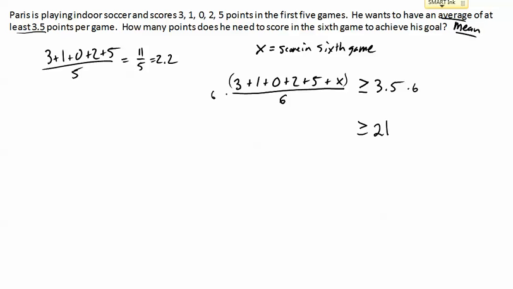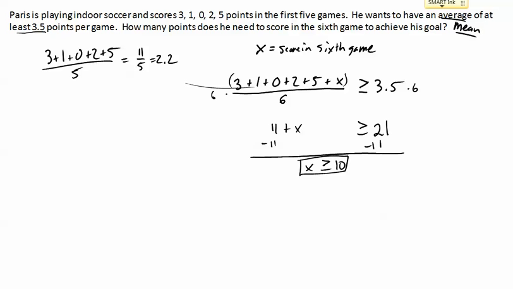While I'm doing this, I'm going to go ahead and add these pieces together because I already know that 3 plus 1 plus 0 plus 2 plus 5 is 11 because I just did it over here. So we're going to go 11 plus x is greater than or equal to 21. So I'll subtract 11, and I should be able to get x by itself. x is greater than or equal to 10.